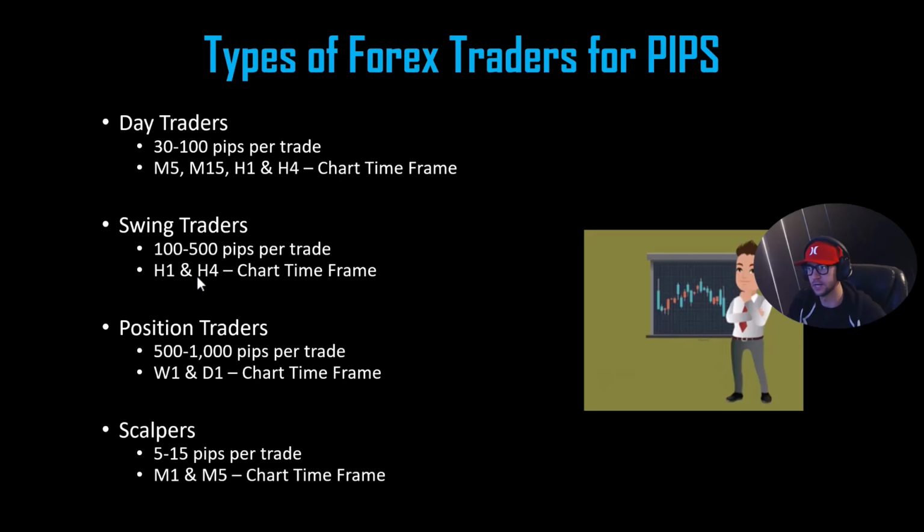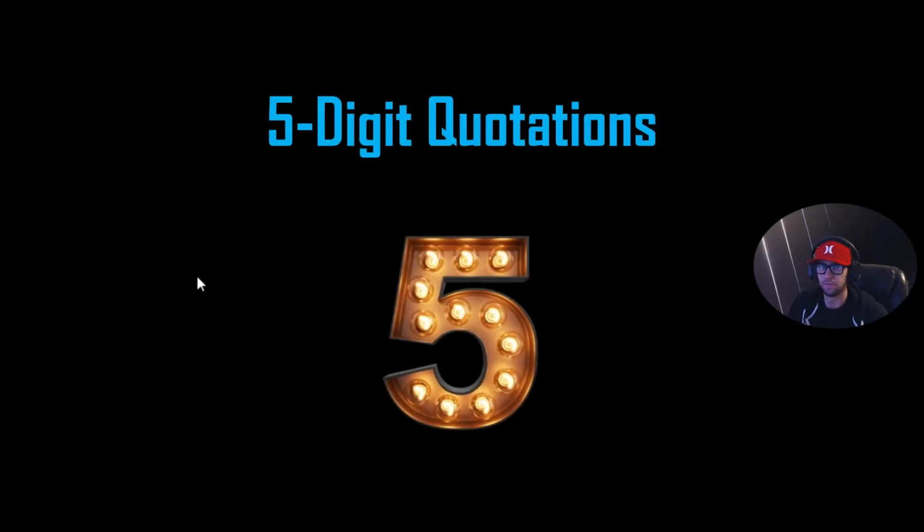Now when I get into a trade, I'm looking for about 90 points, 90 pips you'd call it. But sometimes the trade will go against me, and that trade ends up being only 50 pips or 15 pips. So nonetheless, let's talk about the 5-digit quotations.